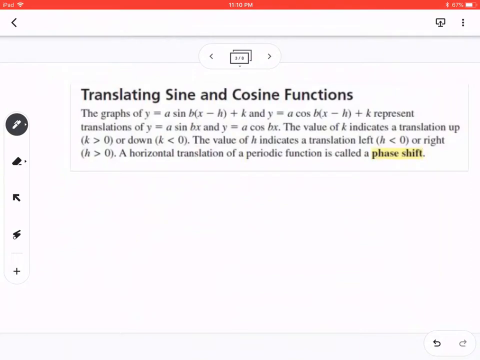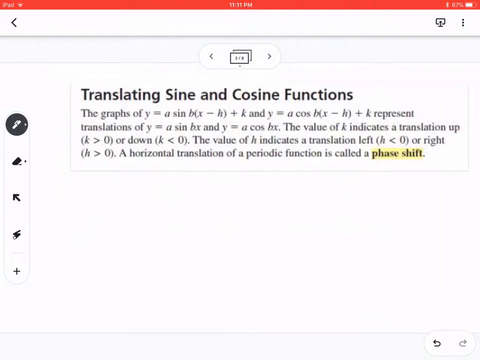The value of k will either indicate up or down. It's going to be up if the k value is greater than 0, and down if the k value is less than 0, which means that it would be negative. And the k, again, controls up and down the vertical change or translation.